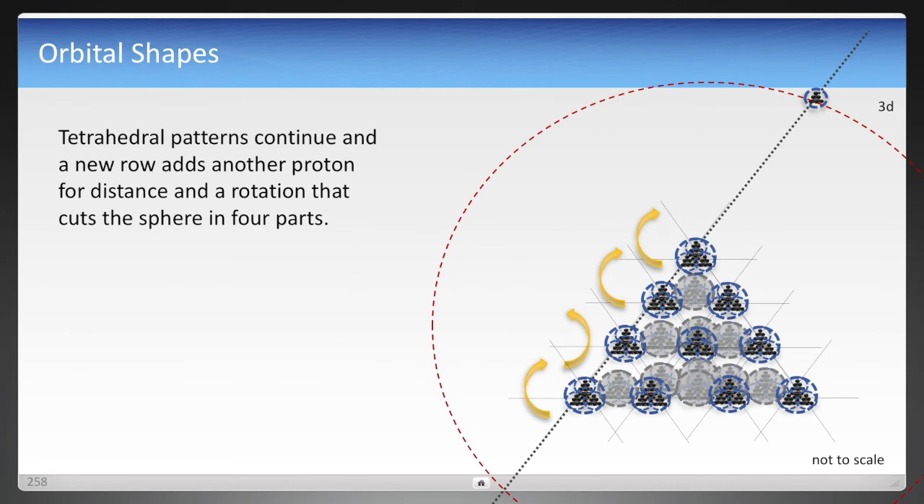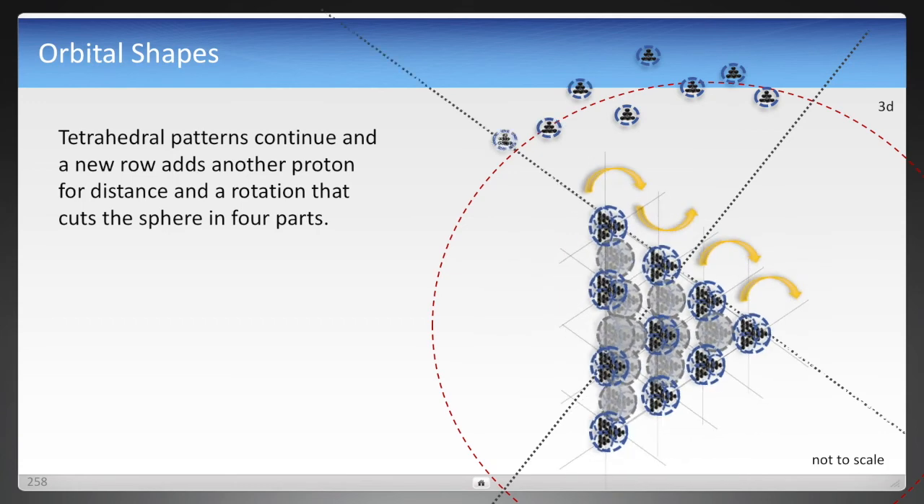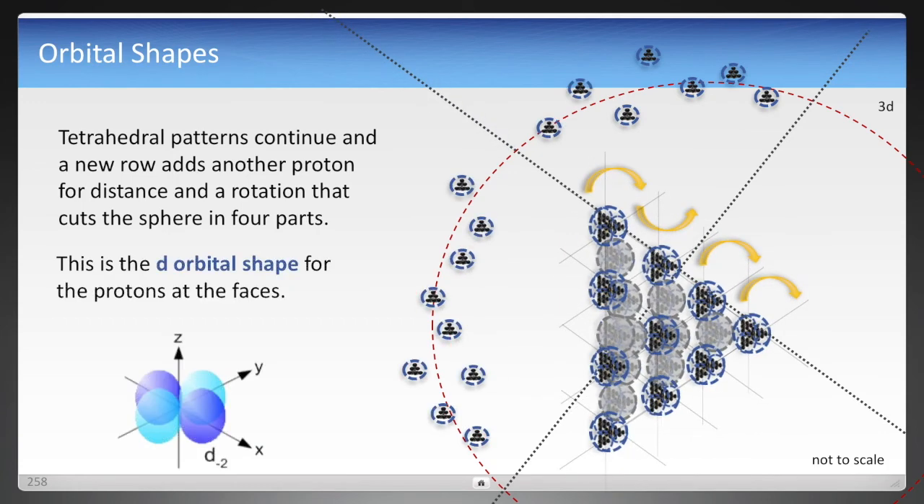And another row now in the tetrahedron allows the electron to be pushed out even further to the third orbital now, but also it will have another opportunity as it rotates, the entire nucleus rotates, to be cut yet again. And this is the d orbital. And the d orbital would also be a sphere, but yet it's now cut 4 times instead of 2 times, just because of the rotation and the extra proton.